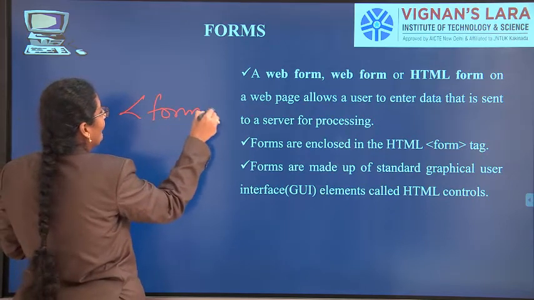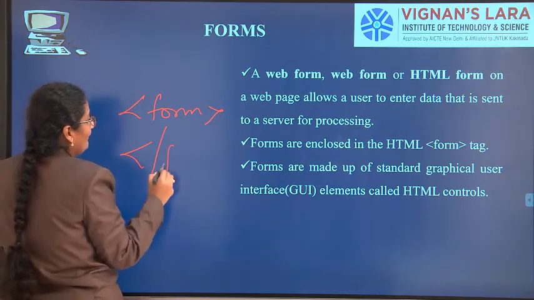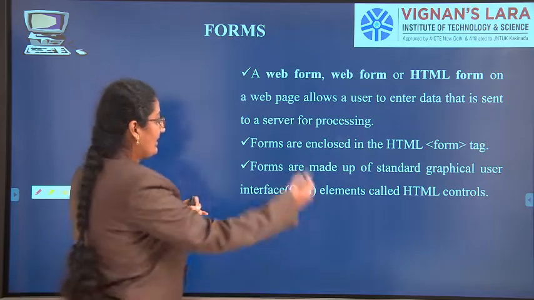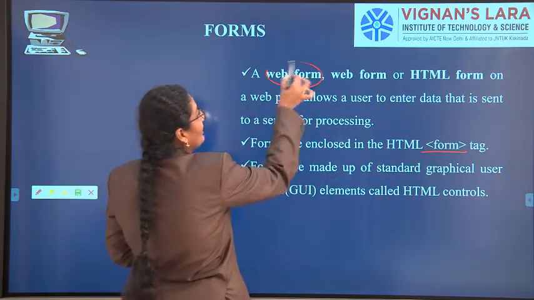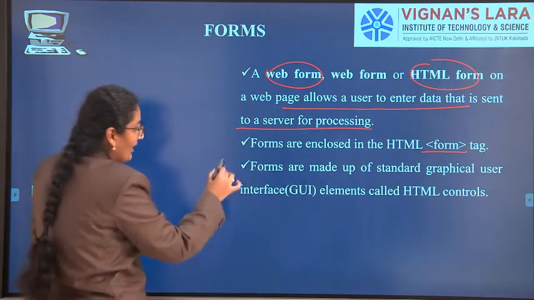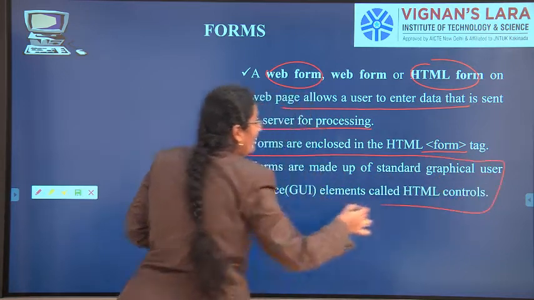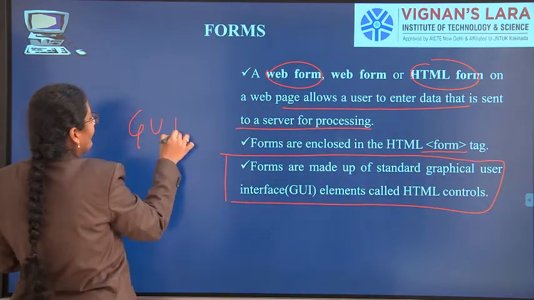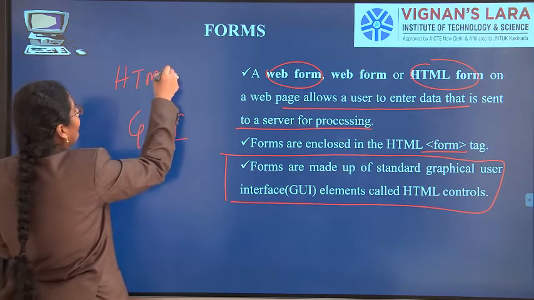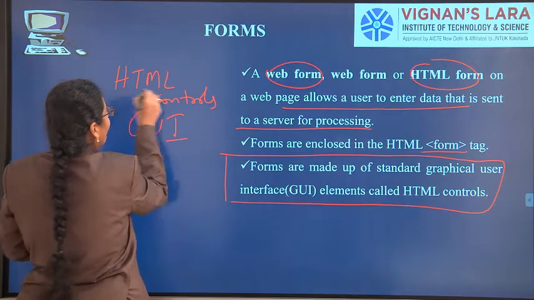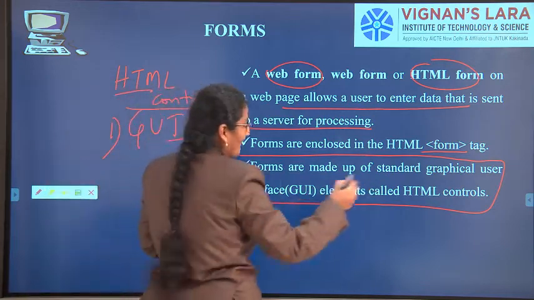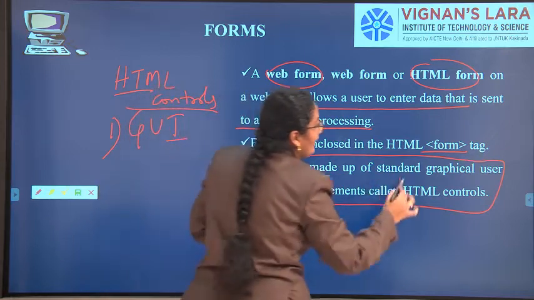So with angular braces, this is the start tag, this is the end tag. And one more point, see here, this is the form tag. As we already know, we can call it web form or HTML form. It is used to send user data to the server to process. And one more point is, we can make forms using GUI, graphical user interface. This is called an HTML control. We have the concept of HTML controls. In HTML controls, graphical user interface is also one of the elements. See here, forms are made up of GUI. This is one of the HTML controls.